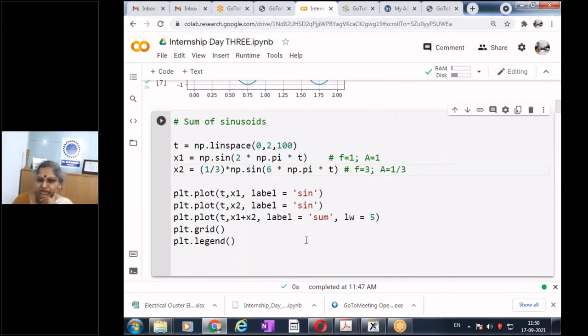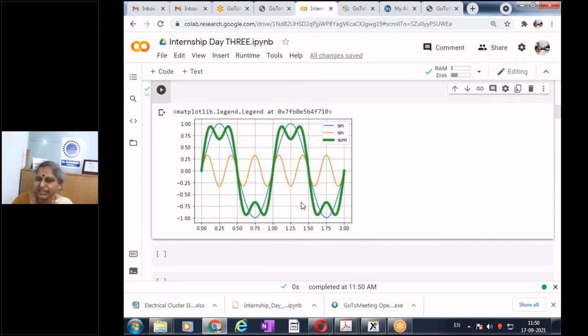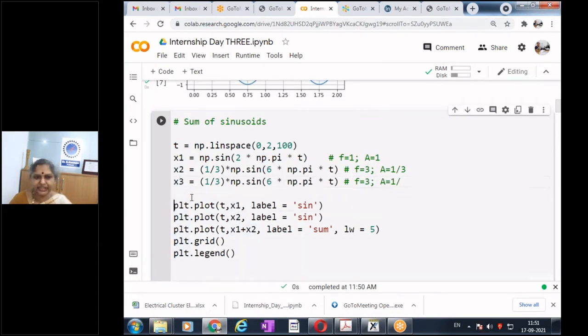And now let us plot it and let us see the result. Okay. See the first one, blue color is the first waveform. The next waveform is a little smaller in amplitude. And this is what we got. Now let me put one more term, x3. Let us say x3. And please watch out here. x3, magnitude is say 1 by 5.